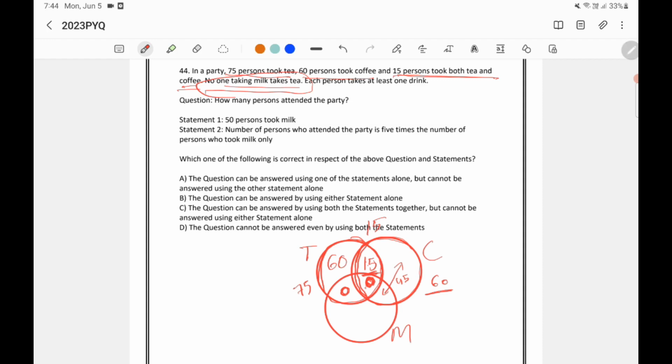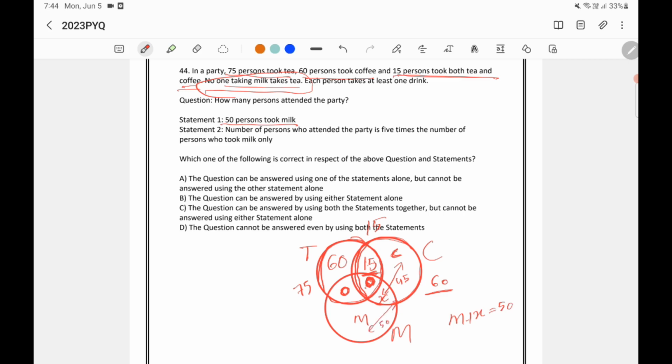Now let us assume that the persons who are taking coffee alone is C. So here it is C. And the persons who are taking milk alone is M. So here it is M. Now the persons who are taking both milk and coffee, let's say it is X. So I am writing X here. Now statement 1 says that 50 persons took milk. That means M plus X is 50. Together these two will be 50.